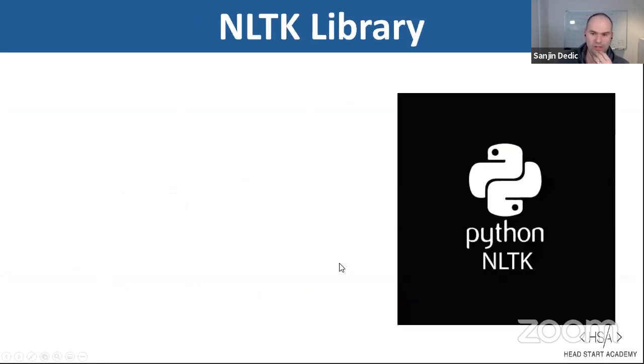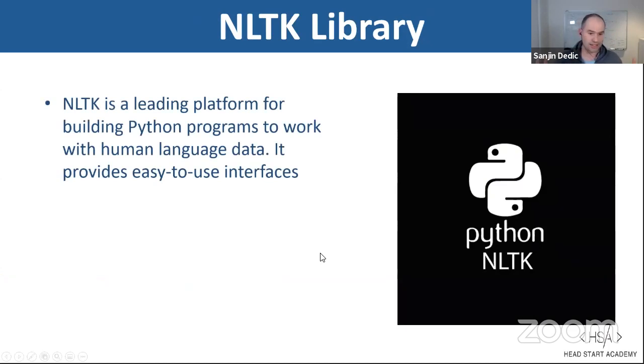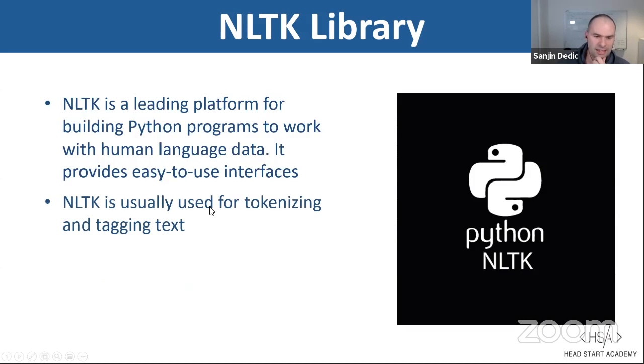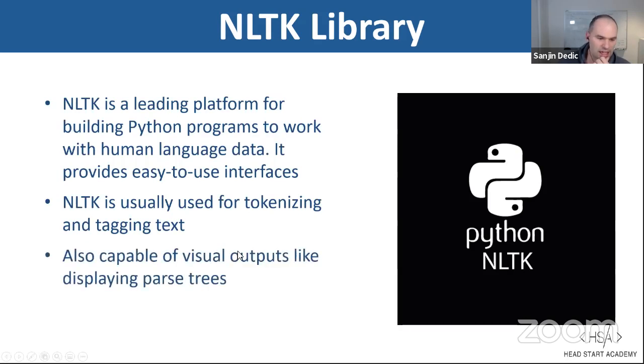We're also going to use NLTK, which is basically the leading natural language processing library in Python for building programs to work with human language data. We're going to use it for tokenizing and tagging our text. It can also give you visual outputs and display parse trees, which are quite complex.